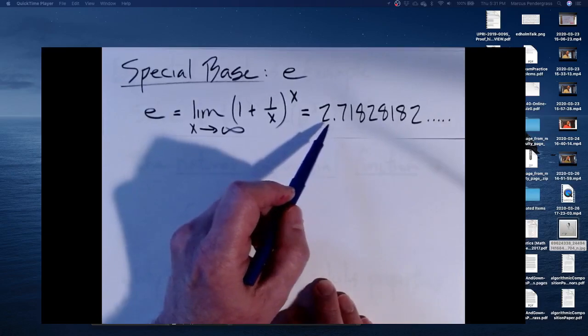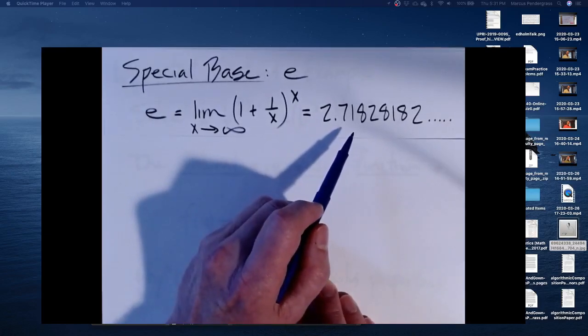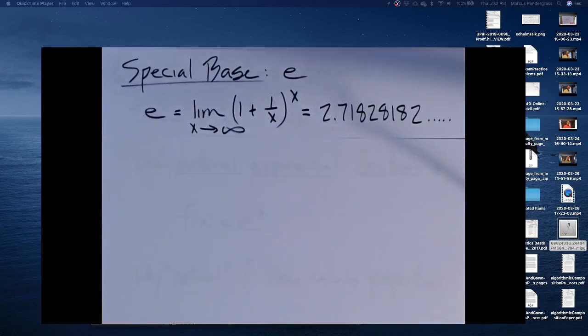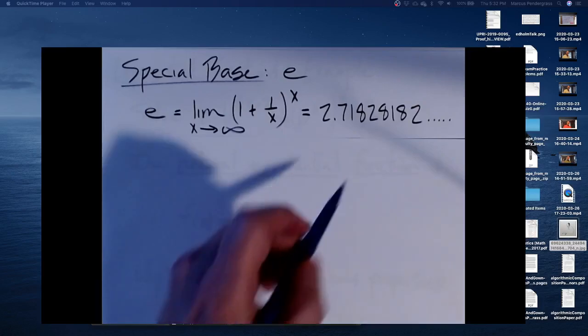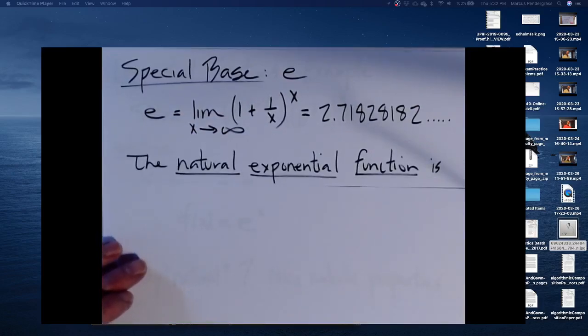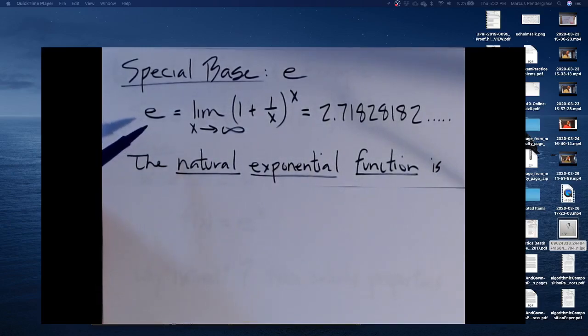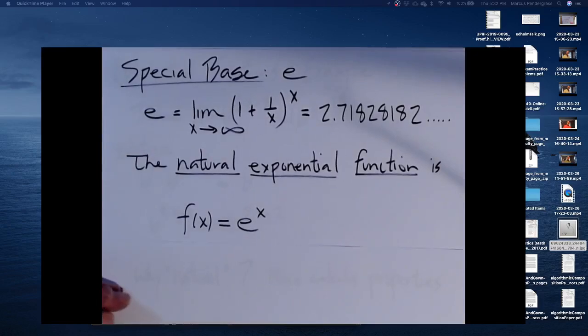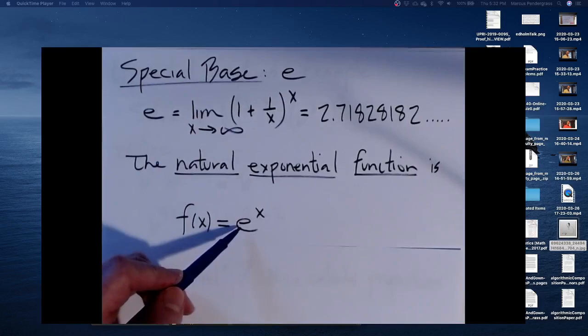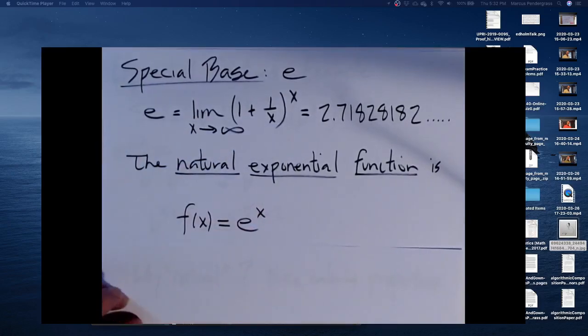It's 2.71828, and actually there's lots more digits after that. It's an irrational number. The decimal never repeats or terminates. This is called the base of the natural exponential function. So the natural exponential function is just an exponential function where the base is this number e.